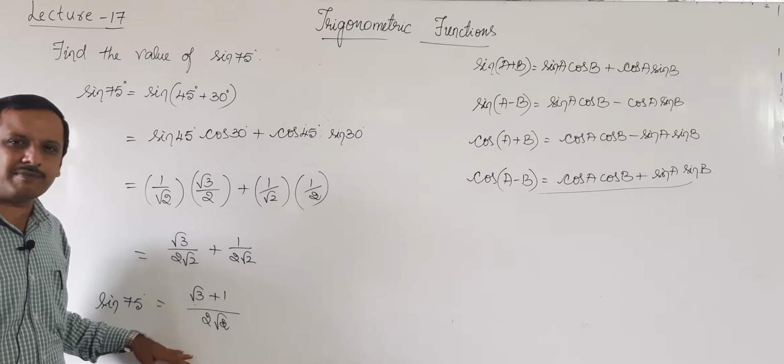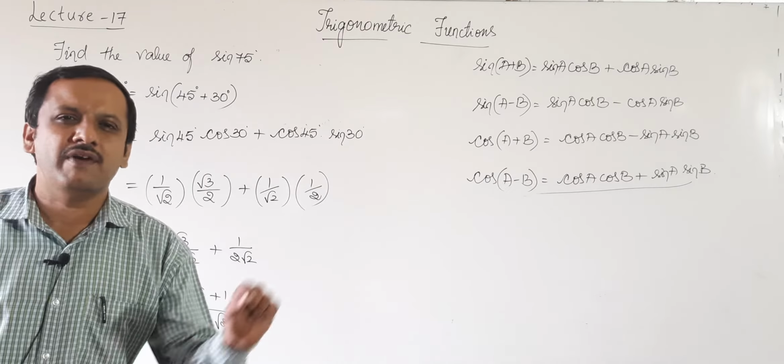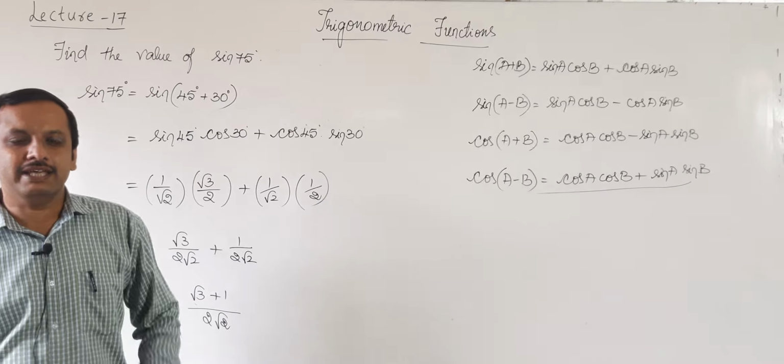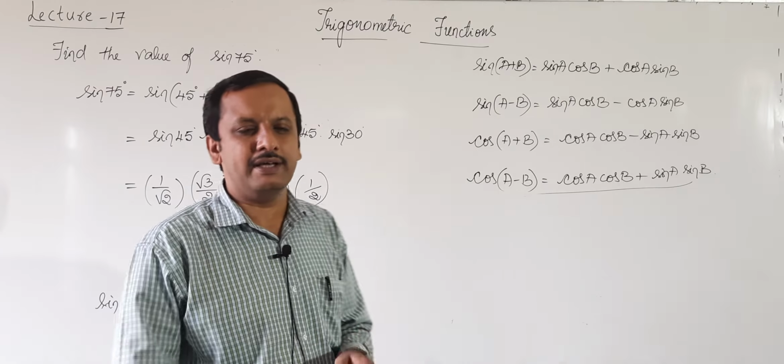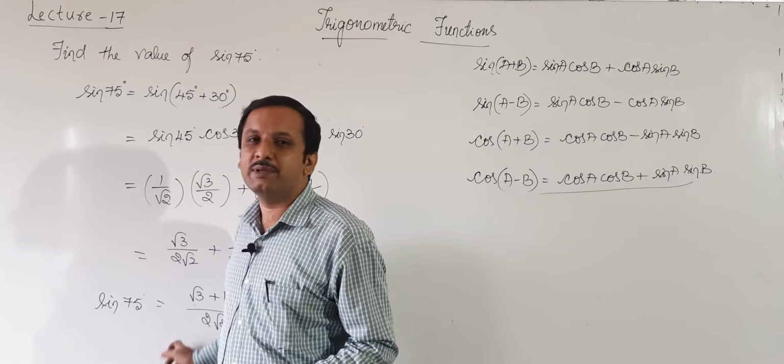So, this value you should remember, and of course, this derivation also you have to remember. This could be asked for 2 marks. Find the value of sin 75 degree. See, if the question is asked for 1 mark, write the value of sin 75 degree, then directly you can write root 3 plus 1 by 2 root 2.